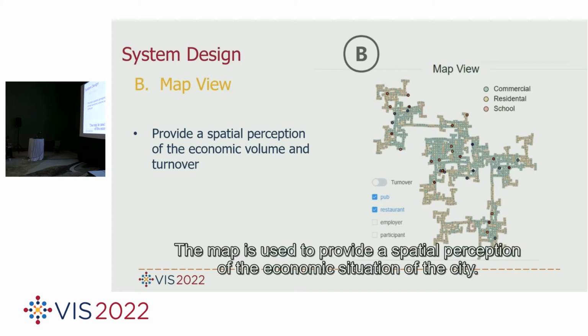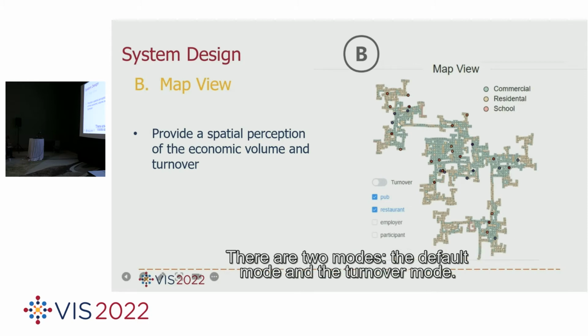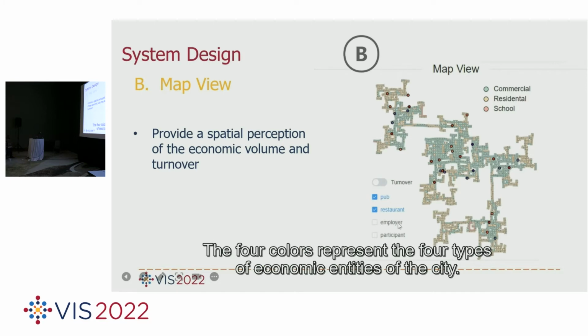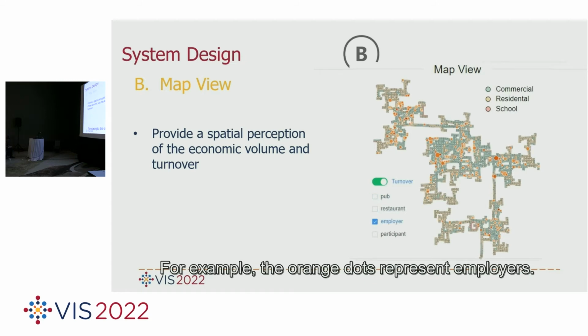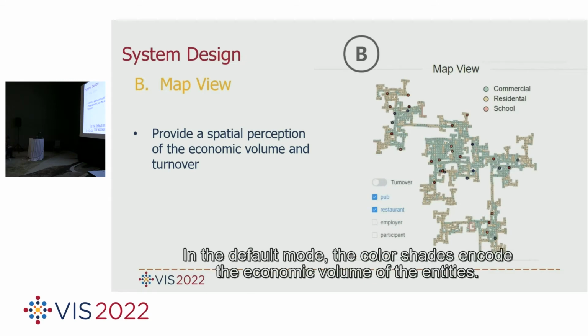The map is used to provide a spatial perception of the economic situation of the city. There are 2 modes, the default mode and the turnover mode. The 4 colors represent the 4 types of economic entities of the city. For example, the orange dots represent employers. In the default mode, the color shades encode the economic volume of the entities.